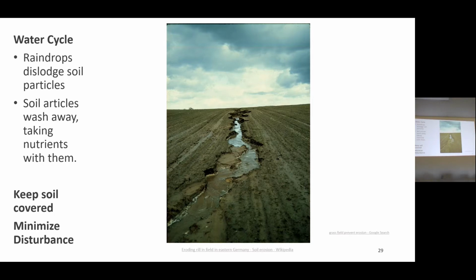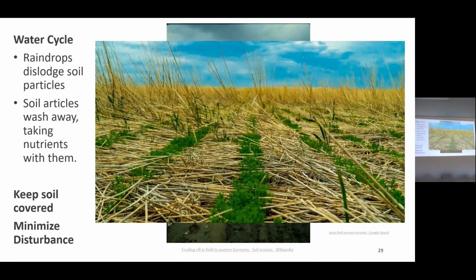So here's a pretty good picture that could be anywhere in any country across the world. To help with that, we want to keep that soil covered. As that raindrop is falling, not only is it eroding the soil, it's also compacting it and sealing it off, keeping what water does hit the soil from infiltrating and not running off. So that increases your water erosion.